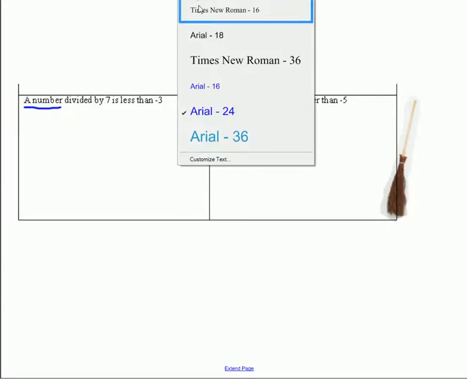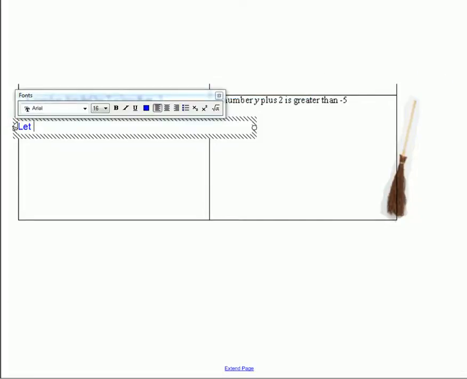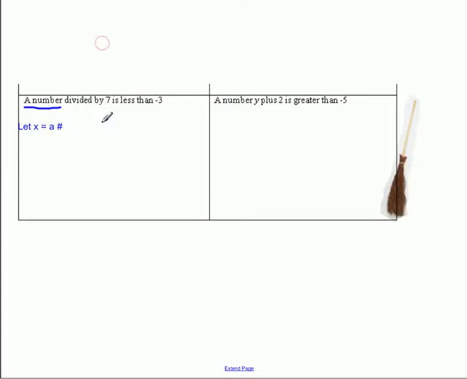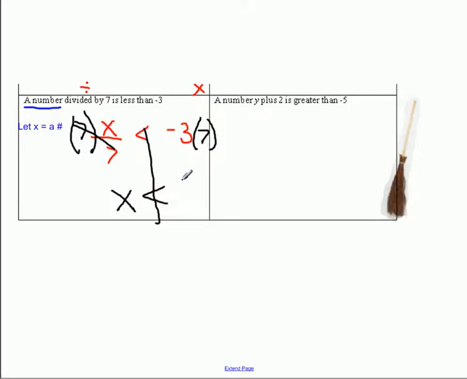A number. Okay, they didn't tell me, so I do have to write a let statement. Let X equal a number. Okay. A number divided by 7 is less than -3. All right. I just wrote a division problem. To solve it, I'm going to need to do some multiplying. So here we go. I'm going to multiply both sides by 7 because that's the number I'm dividing by. Cross out. X is less than, different signs, negative, -21. There we go. That should sound familiar because we just did this one.